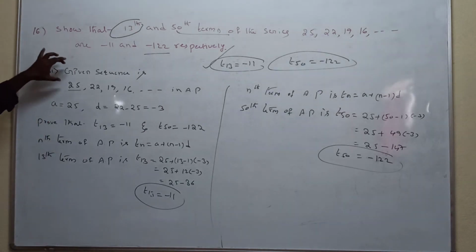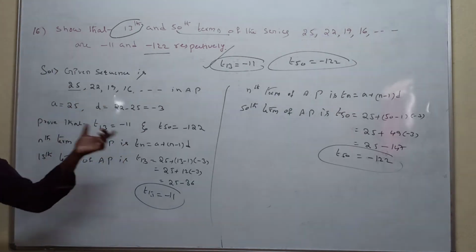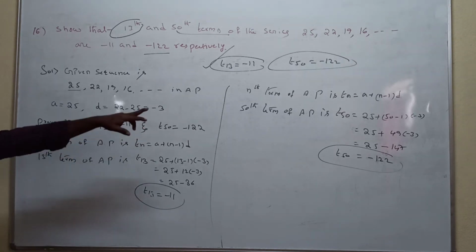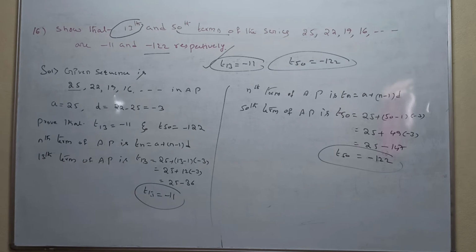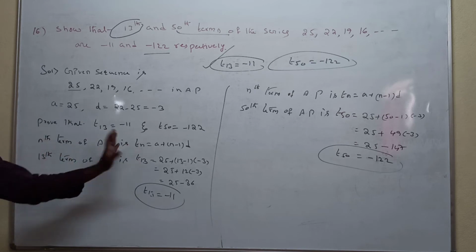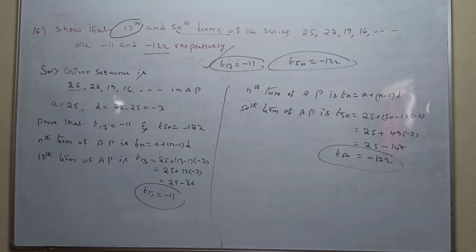Easily, the sequence is given. You have to write the a value and d value, only applying the nth term formula of the arithmetic progression. Both you have to take in the same formula. No difference. Easy. Because the a value is given, the d value is given, and the n value is also given. So you can substitute all the values in the formula. Finally we get what they are asking. Okay? Did you understand? It is clear.